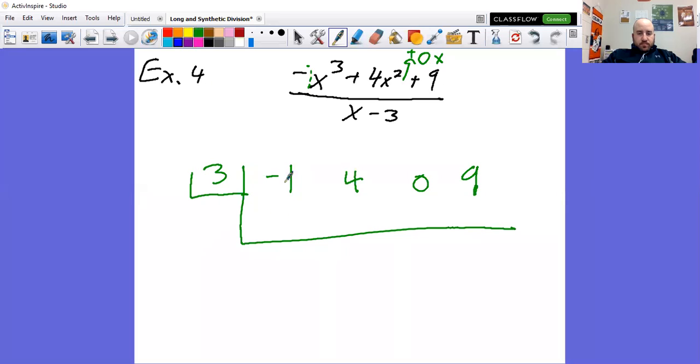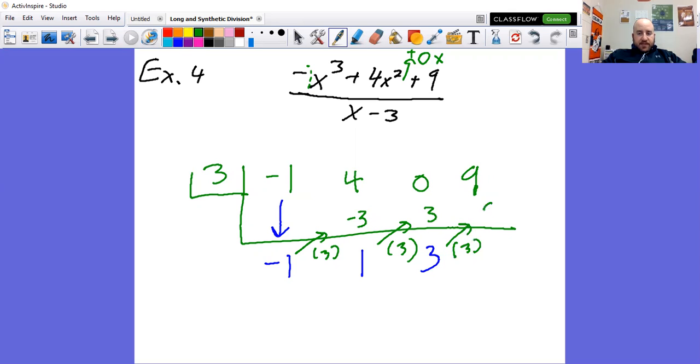All right. Bring the 1 straight down, -1. Move it to our next column, -1 times 3 is -3. 4 minus 3 is 1. Bring it to the next column, multiply it by 3. So 1 times 3 is 3. 0 and 3 is still 3. Bring that to the next column, multiply it by 3. 3 times 3 is 9.